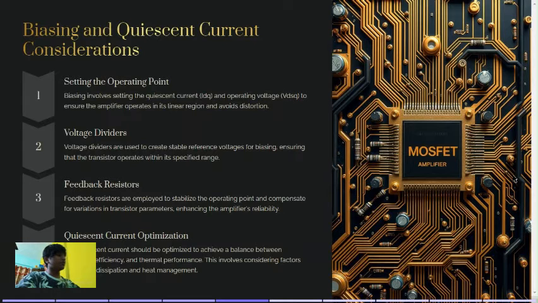Voltage dividers. Voltage dividers are used to create stable reference voltages for biasing, ensuring that the transistor operates within its specified range. Feedback resistors. Feedback resistors are employed to stabilize the operating point and compensate for variations in transistor parameters, enhancing the amplifier's reliability. Quiescent current optimization. The quiescent current should be optimized to achieve a balance between distortion, efficiency, and thermal performance. This involves considering factors like power dissipation and heat management.